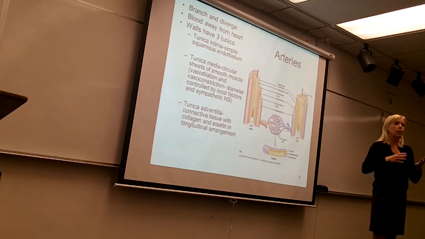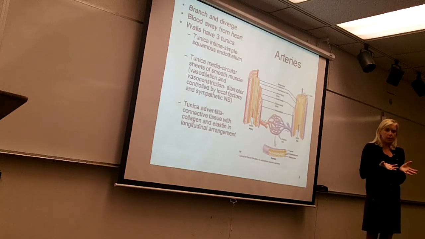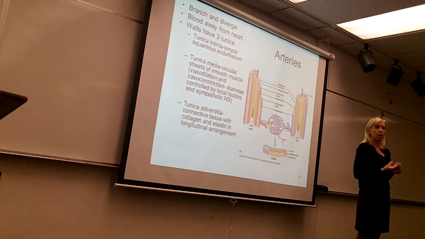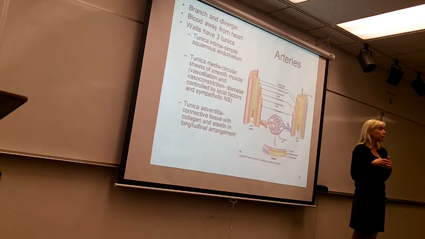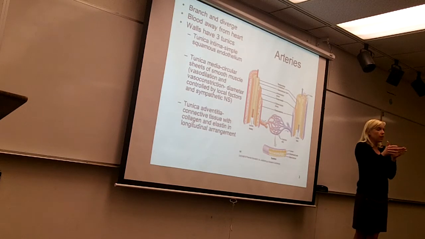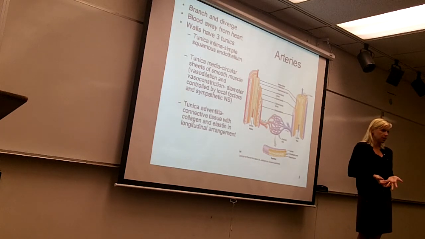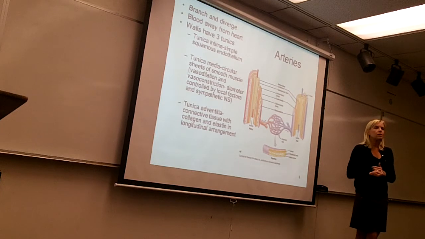So think A for away and A for arteries. We have multiple layers in blood vessels, 3 layers or 3 tunics as they're called. So tunic is another word for layer. The layer that faces the blood, the lumen of the blood vessel, is called the tunica intima. Think of it as being intimate with the blood inside it. That is simple squamous endothelium.